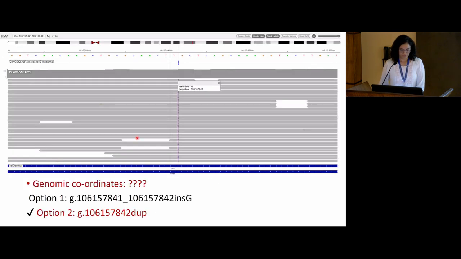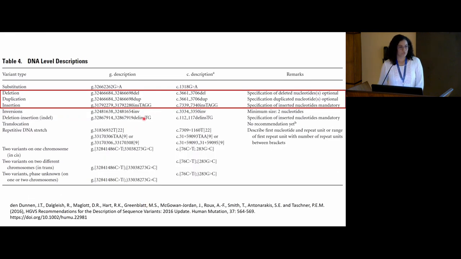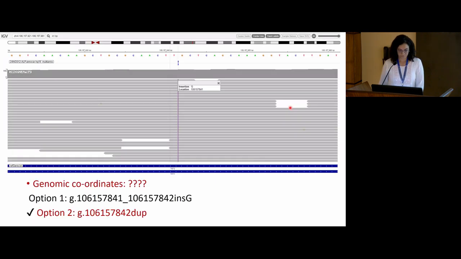We'll come back to this. So we can see here there is a G at 4,2. So it is actually the G at 4,2 position which has duplicated, right? And when we come to further DNA level descriptions in HGVS, we see that for deletions and duplications, it's optional to specify the deleted or duplicated nucleotide sequence. However, when we come to insertion, the specification of the inserted nucleotides is mandatory.